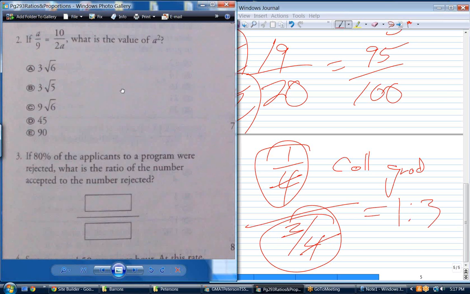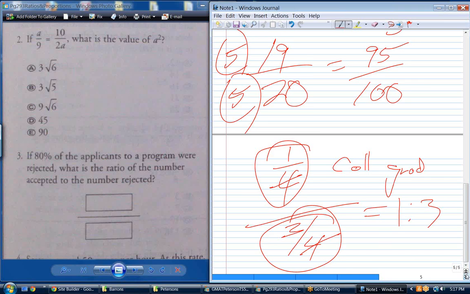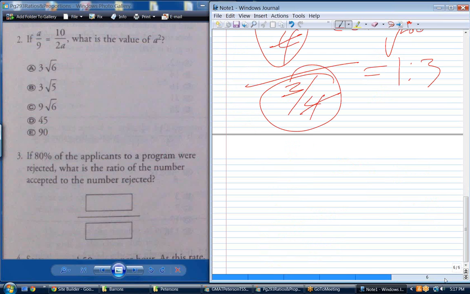I was like for a minute, no, really? Um, if a divided by 9 is equal to 10 divided by 2a, what is the value of a squared?